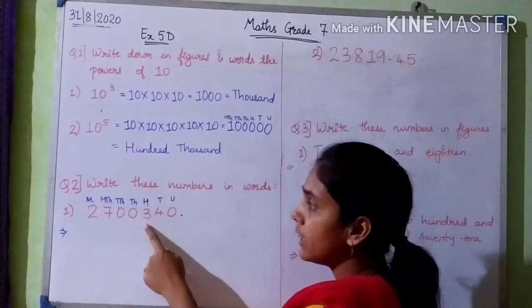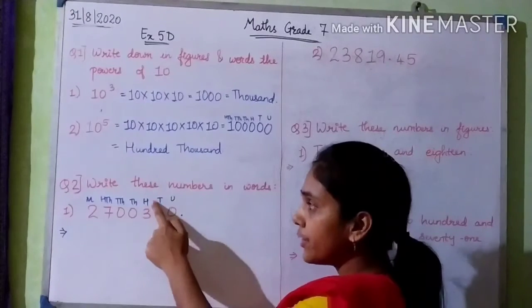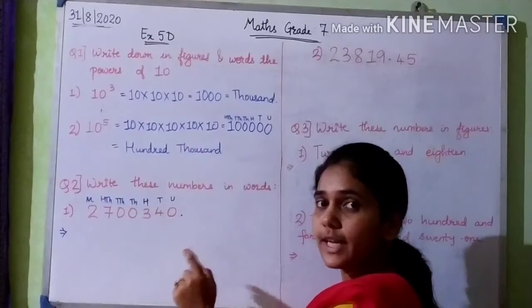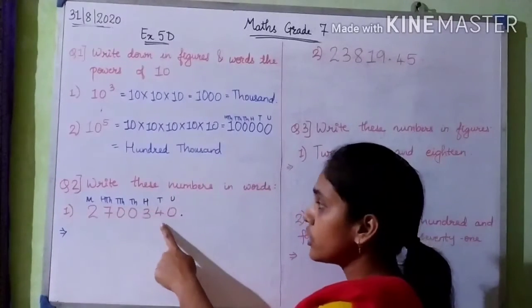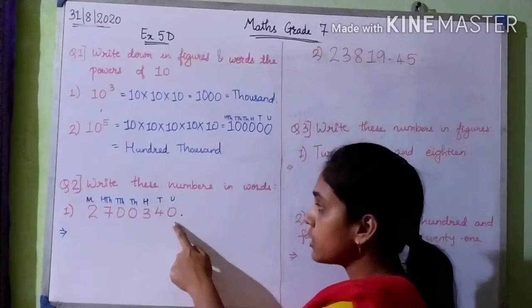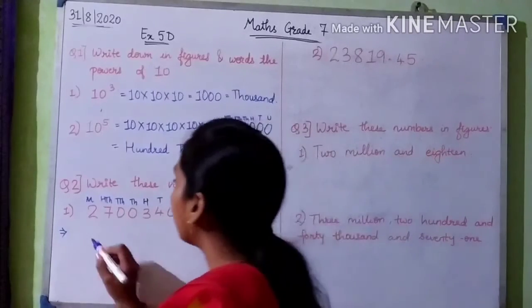The next number is 3 and 3 is in the hundreds place. So we read this as 300. Then 4 is in the tens place. If any number is in the tens place, we read it as 40 or 30 or 20 like that. So this will be 40. And in units place also there is no number, so we will not read or write anything. Okay. So this number, how do we write?